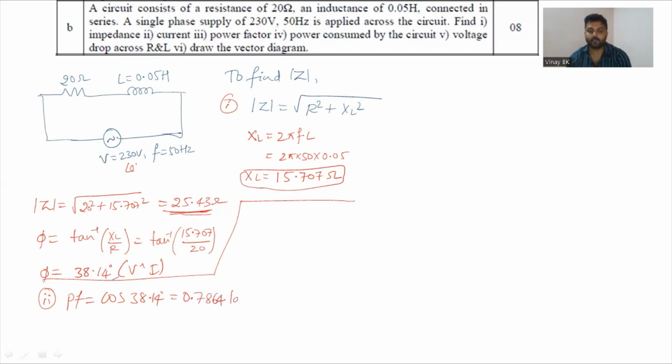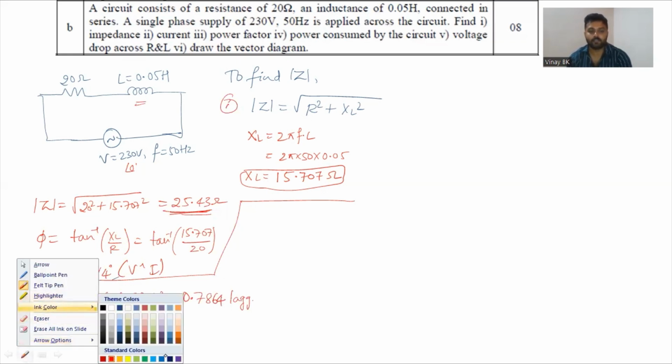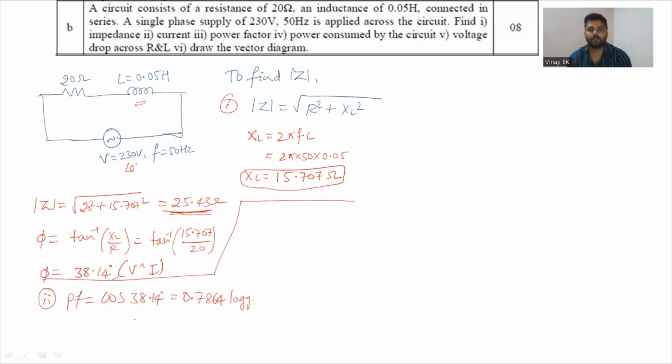0.7864 lagging power factor because inductance is present. There is no capacitance. Second point is finished. Next, what they asked in the third point. So the third point, they asked you to get the value of power consumed by the circuit.